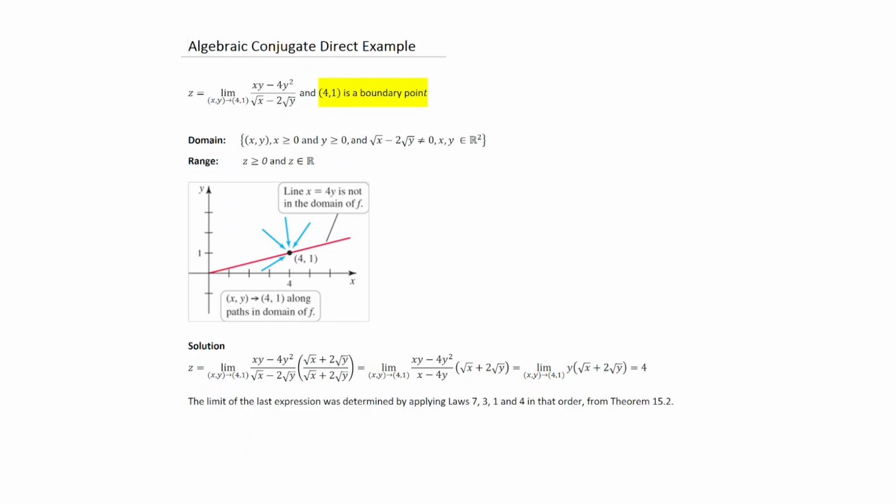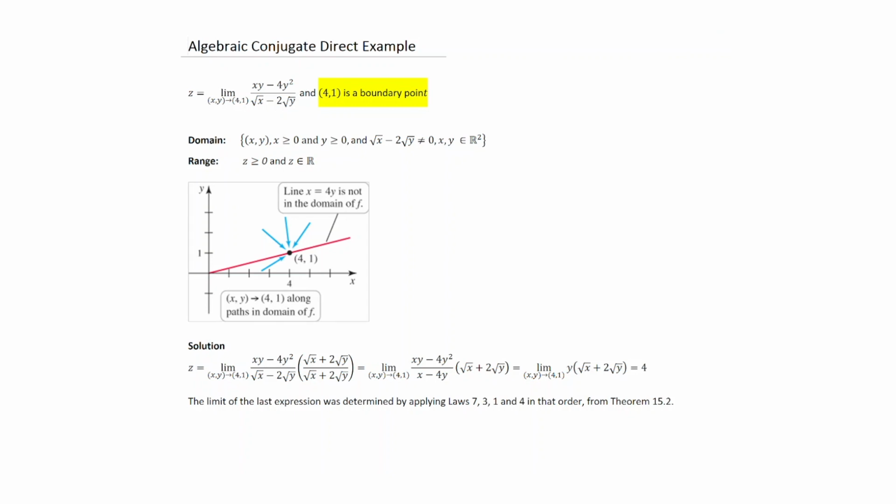Also, we have to make sure that the root of x minus 2 root y is not equal to 0. So there are 3 conditions that have to be satisfied. Right? It turns out also, as we'll show later, that z must be greater than or equal to 0 as well. At this point, it would be difficult to determine, but at the very end, it'll be obvious that it must be greater than or equal to 0.